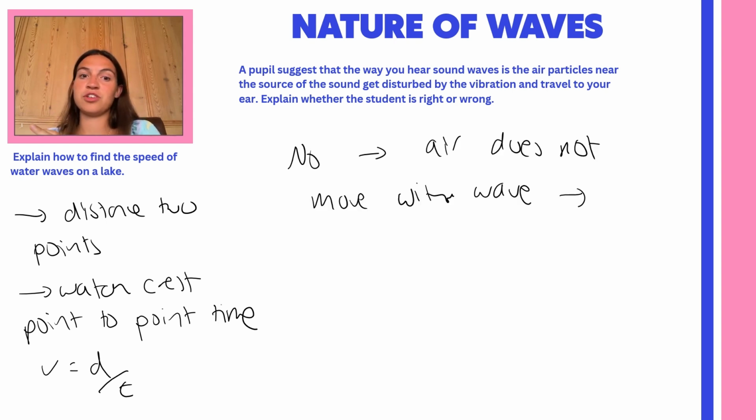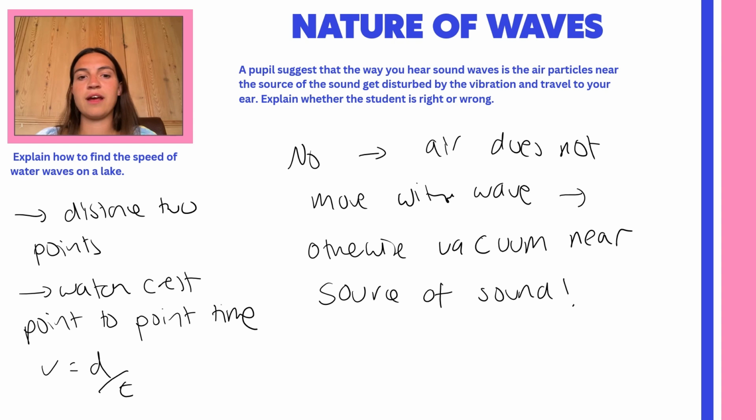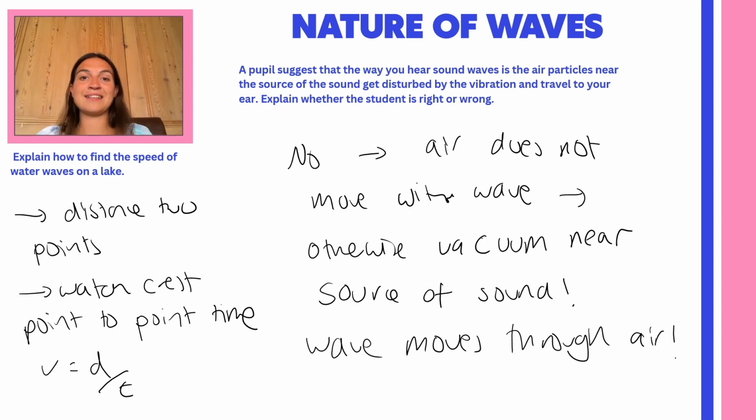So we should know that the student is wrong because the matter, in this case the air, doesn't move with the wave. How do I know that in the context of a sound wave? Well, if the air were to move with the wave, then whatever was creating that wave, you'd be left with a vacuum around that source of sound, which you don't get. So the air stays where it is and the wave moves through the air to your ear. When I say that the air stays where it is, what I mean is it doesn't move with the wave. It still does get disturbed by the wave, but it remains in the same position that it was in before.